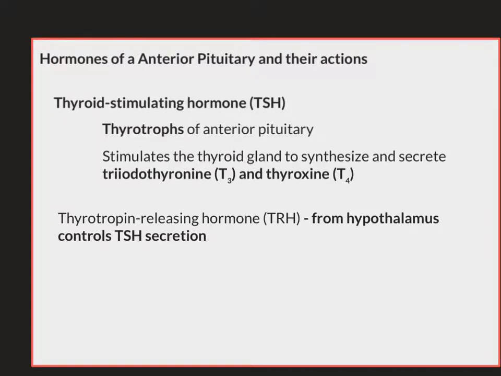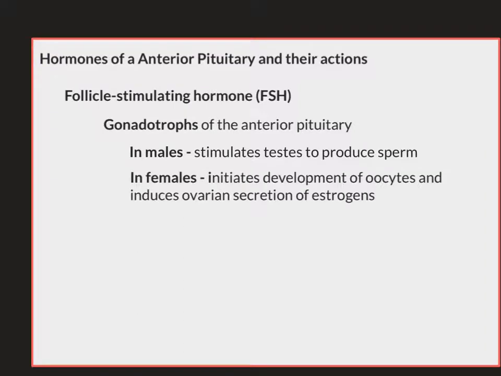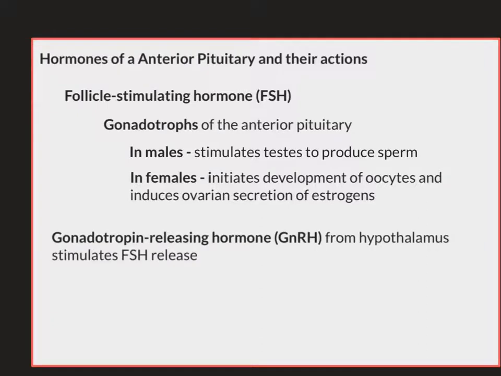Follicle stimulating hormone, or FSH, is released by the gonadotrophs of the anterior pituitary. This hormone has different effects in males and females. In males, it's going to stimulate the testes to produce sperm, and in females, it's going to initiate the development of oocytes and induce ovarian secretion of estrogen. Gonadotropin releasing hormone from the hypothalamus is going to stimulate the release of FSH from the anterior pituitary.